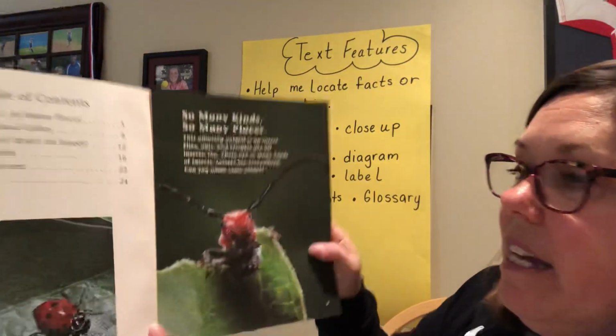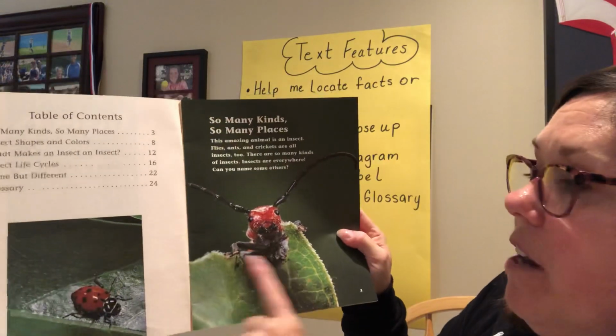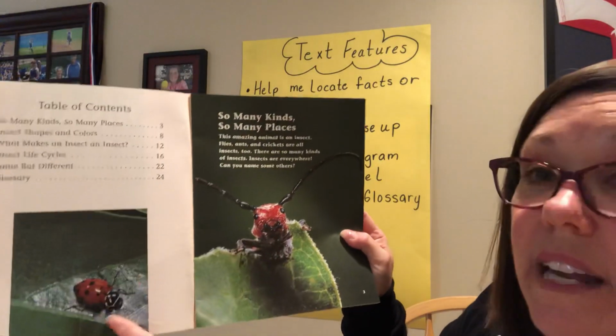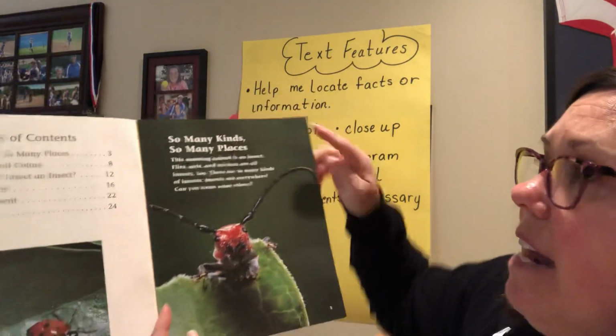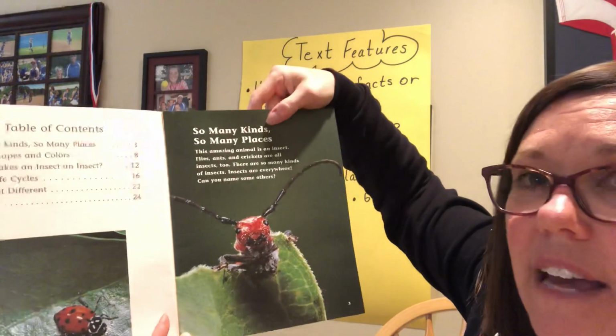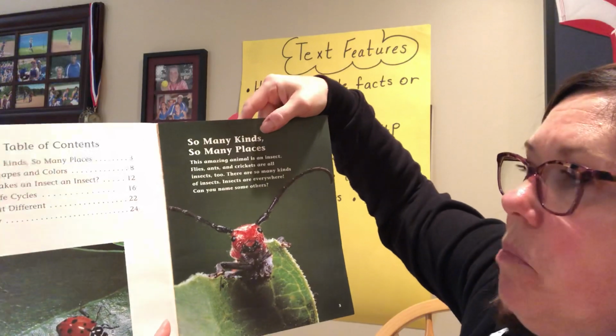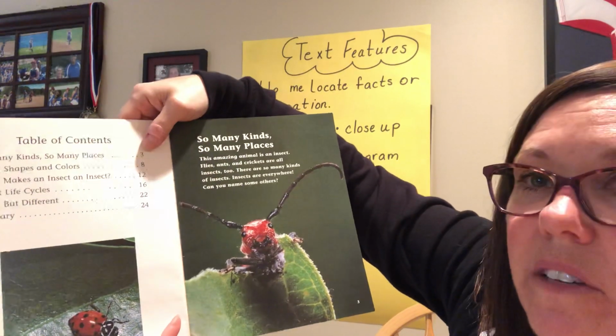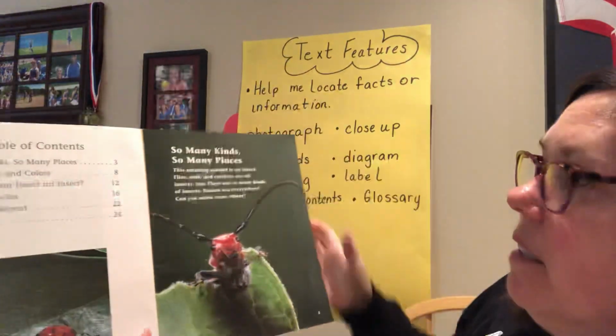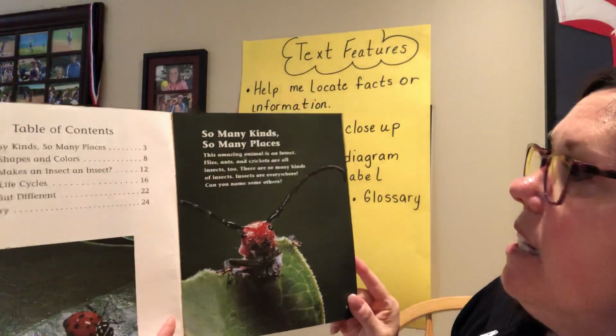So I'm looking here and I'm noticing that we have close-ups. We have photographs that are in fact close-ups here. And I'm also noticing for the first time today we have a heading at the top of our page, and this one is so many kinds, so many places, and it's the first part of the table of contents as well. This amazing animal is an insect.